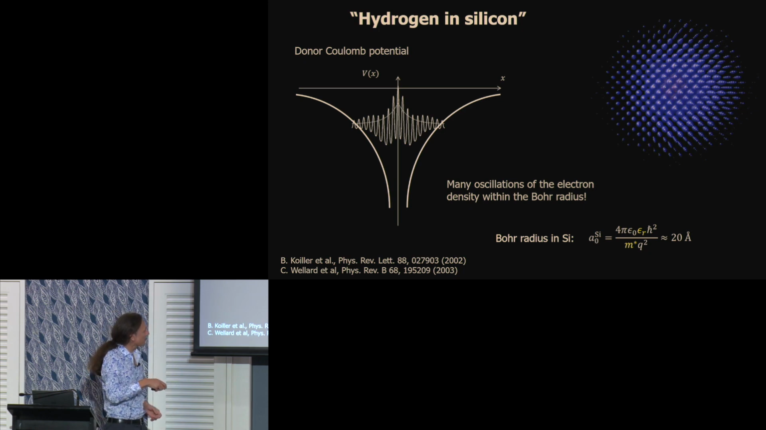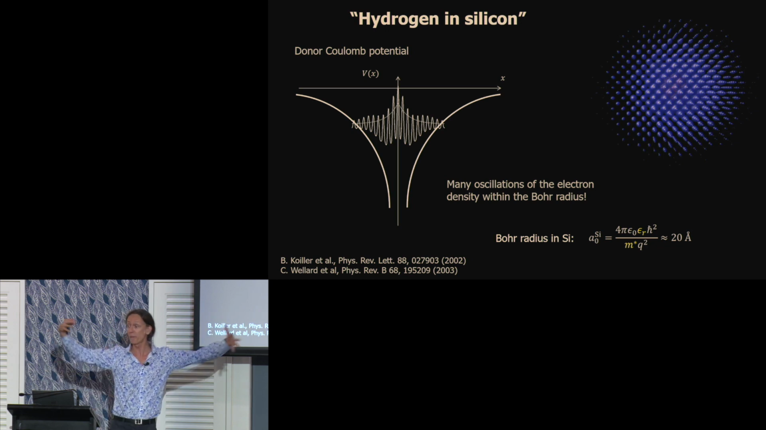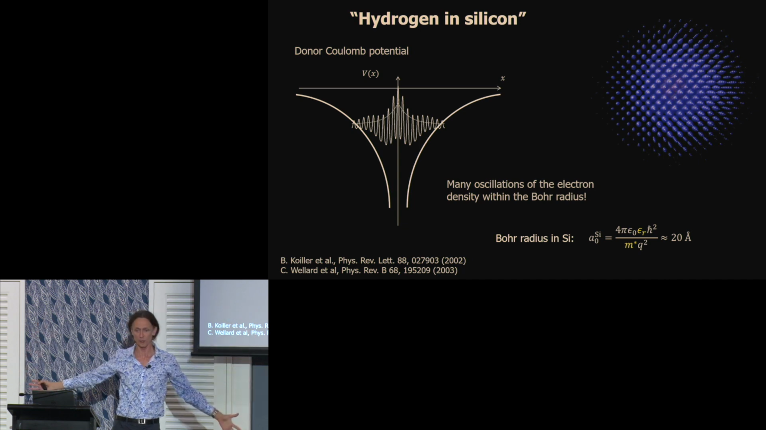Exactly right. So in gallium arsenide, the effective mass is even smaller. The dielectric constant is about the same. Effective mass is even smaller, so it goes in the denominator. The Bohr radius will be even bigger. But there is no valley degeneracy, so there will be no oscillations there. So a big, soft, smooth wave function.